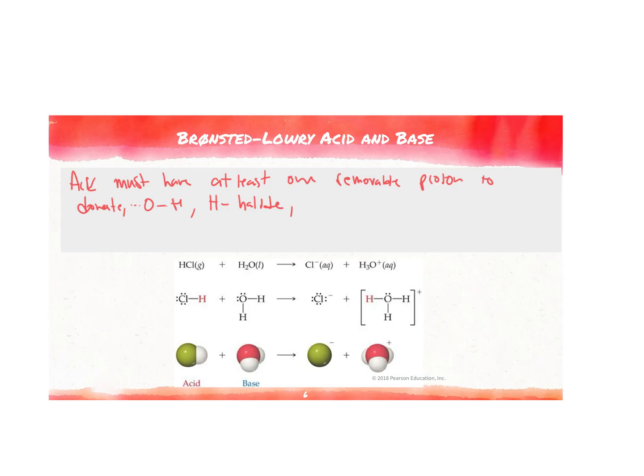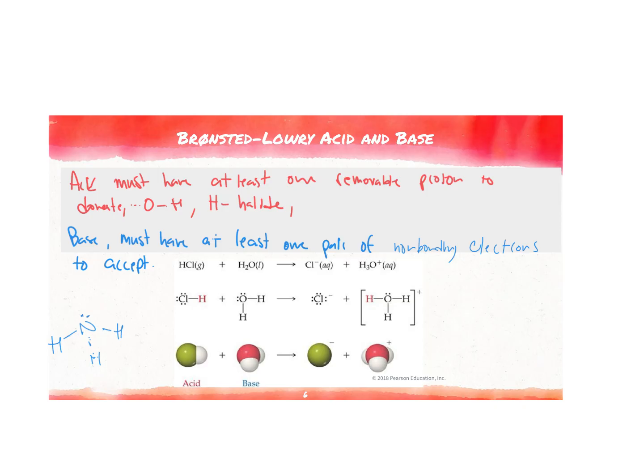And so for bases, these must have at least one pair of non-bonding electrons to accept. So what do I mean by that? I mean, like, if we look at ammonia, for example, NH3, right? This has a pair of, and I'm going to abbreviate non-bonding as NB electrons.